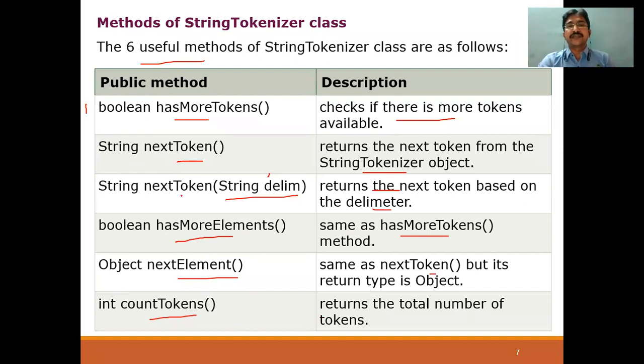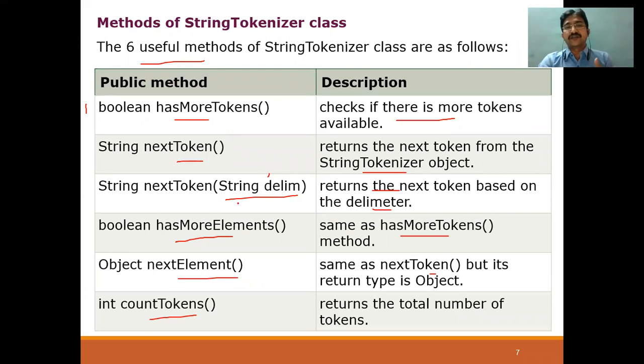So these are a few methods available in StringTokenizer. hasMoreTokens checks whether any more tokens are available. nextToken returns the next token which is available in the StringTokenizer object.